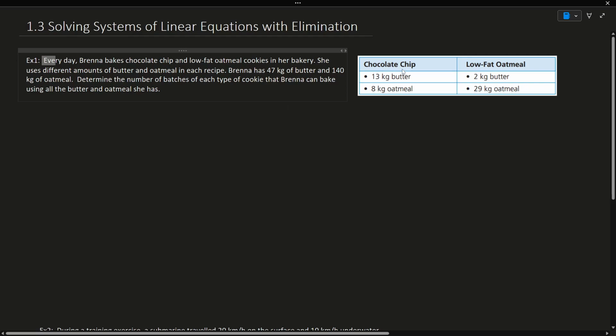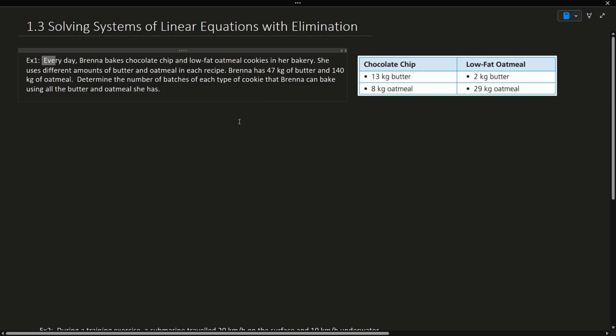Well, the recipes call for the following. It's 13 kilograms of butter and 8 kilograms of oatmeal. That's for the chocolate chip cookie. Whereas the low-fat oatmeal requires quite a bit more oatmeal and quite a bit less butter. All right, so 29 and 2. The goal is to use her butter and her oatmeal in the most efficient way possible.